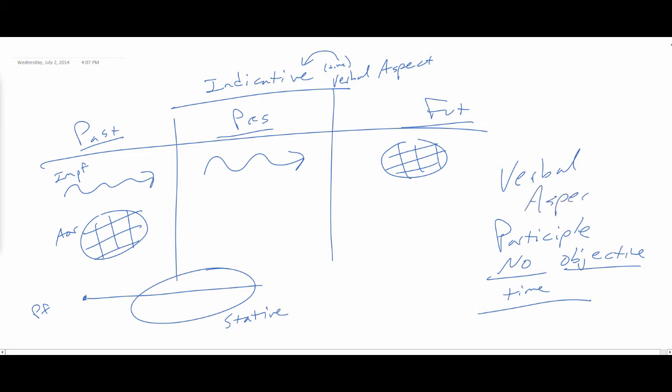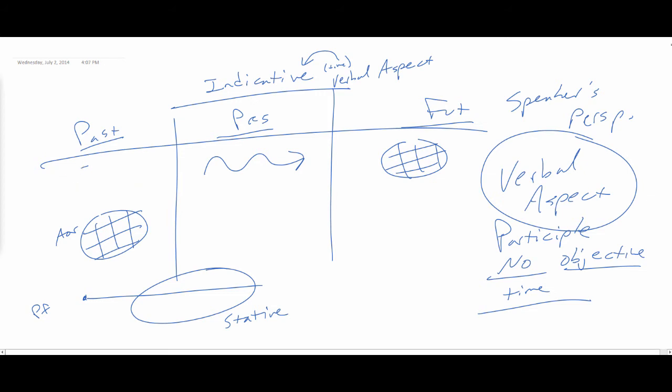The only element present there is the verbal aspect, or what we called at one point speaker's perspective. So once we eliminate the element of time, we don't need 5 tenses. We just need the 3 verbal aspects. So there is no imperfect participle, and there are only about 12 old futures left over. So there are really only 3 tenses of the participle.